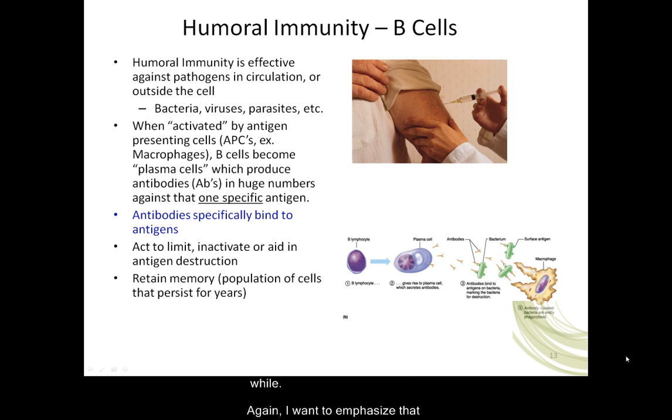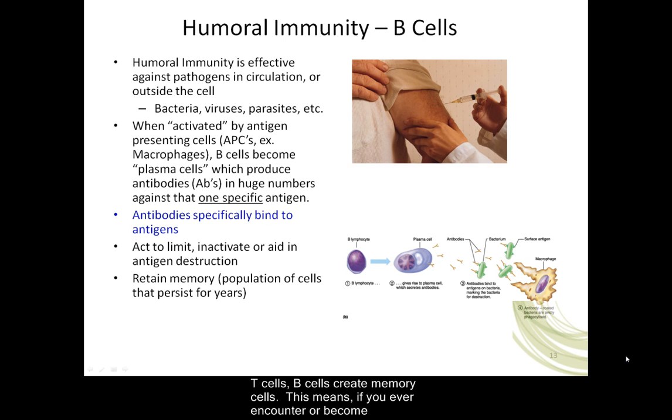The plasma cell can make antibodies. I'll talk about antibody structure in a little while. Again, I want to emphasize that the antibody will only be able to recognize one specific antigen. That means you would need many different types of B cells, each capable of making only one type of antibody to defend against the endless number of foreign antigens you may encounter. I'll go into antibody function in more detail later, but for right now it's sufficient to know that antibodies act to limit, inactivate, or aid in antigen destruction.